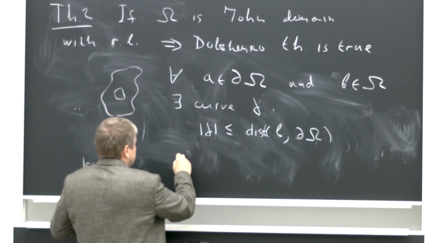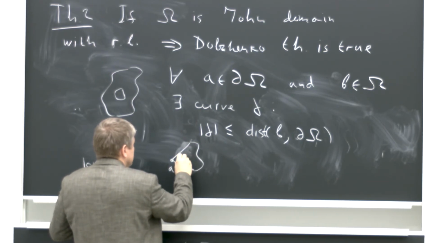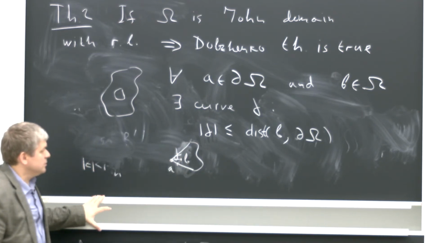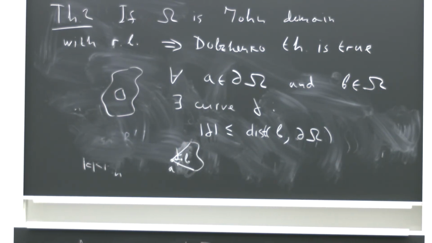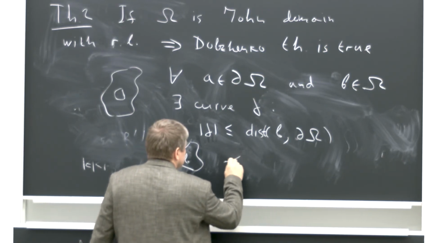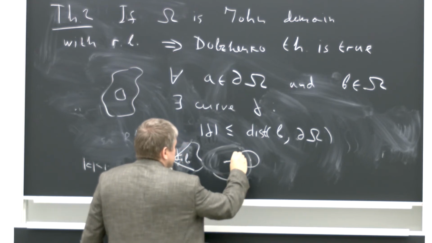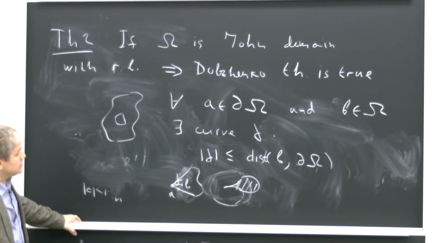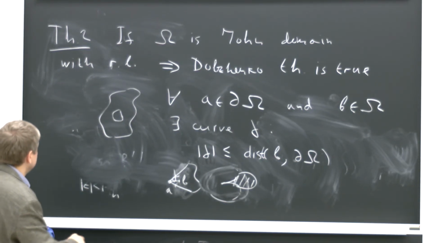So A is here, B is here, and there exists a curve gamma, a connection between A and B. So this is a domain without inner zero angles. We avoid such domains. And also we proved in this special case, for instance, theorem 3.